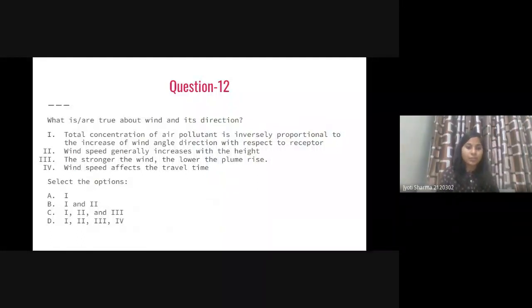Okay, the next question. What is or are true about wind and its direction? The first is, total concentration of the air pollutant is inversely proportional to the increase of wind angle direction with respect to receptor. Second, wind speeds generally increase with the height. Third, the stronger the wind, the lower the plume rise. Fourth, wind speed affects the travel time. So what do you think? What should be the answer? A, B, C, D.